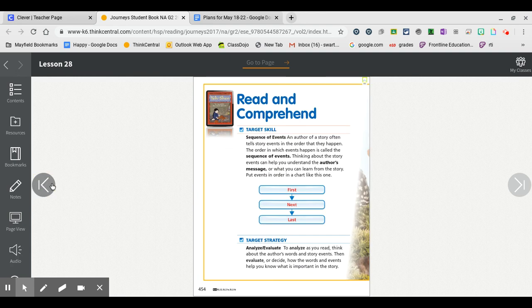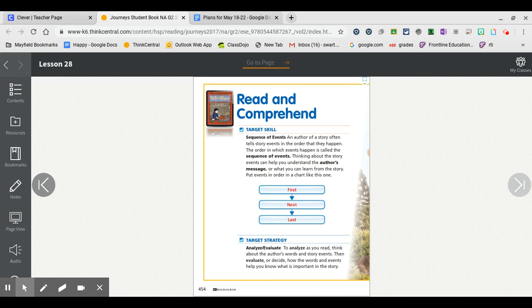This week, as we read, we're going to be focusing on our target skill, sequence of events. An author of a story often tells story events in the order that they happen. The order in which events happen is called sequence of events. Thinking about the story events can help you understand the author's message or what you can learn from the story.